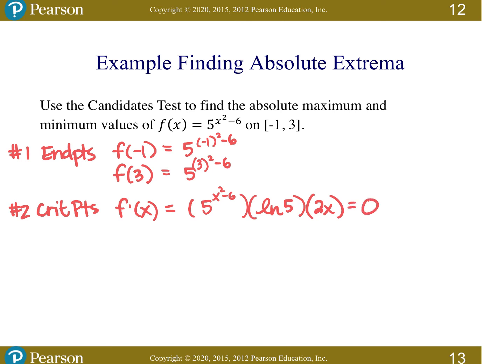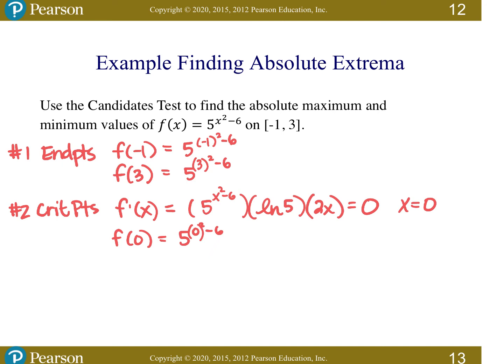The only candidate, I'll do the math already, turns out to be 0. That's the only one. Is 0 in my interval? It's going to be a viable candidate, so I want 0. That'll be f of 0, or 5 to the 0 squared minus 6.